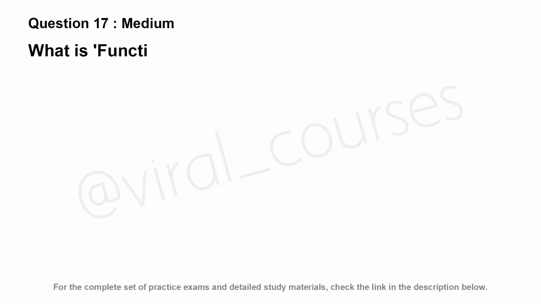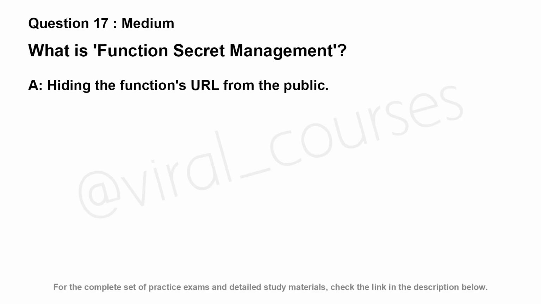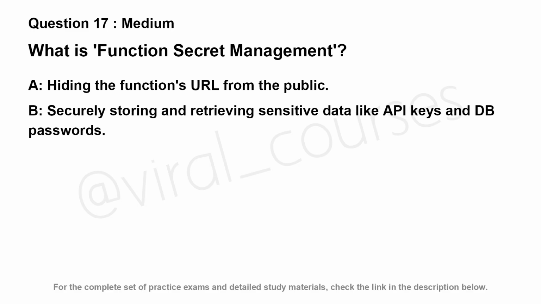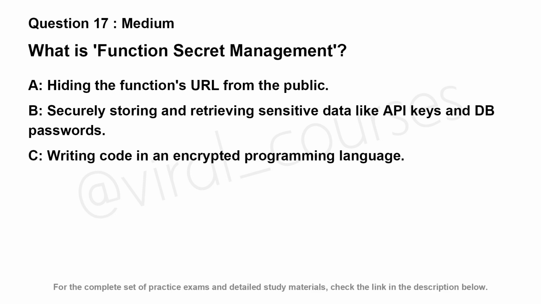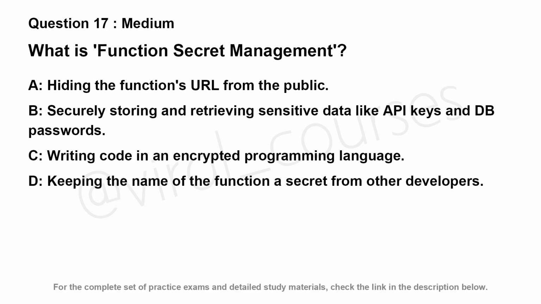What is function secret management? Option A. Hiding the function's URL from the public. Option B. Securely storing and retrieving sensitive data like API keys and DB passwords. Option C. Writing code in an encrypted programming language. Option D. Keeping the name of the function a secret from other developers.